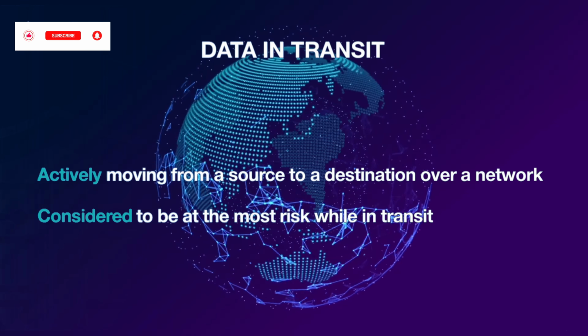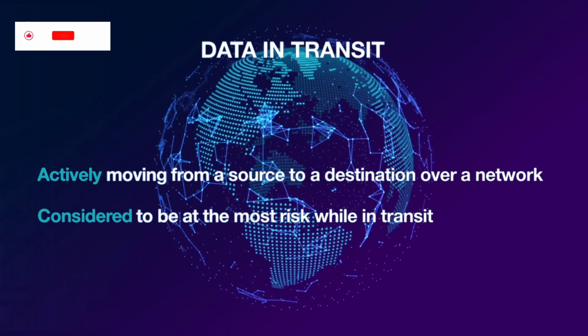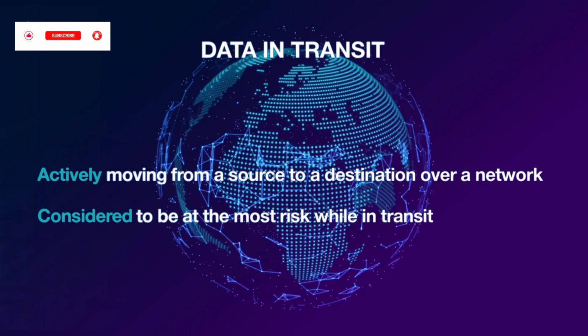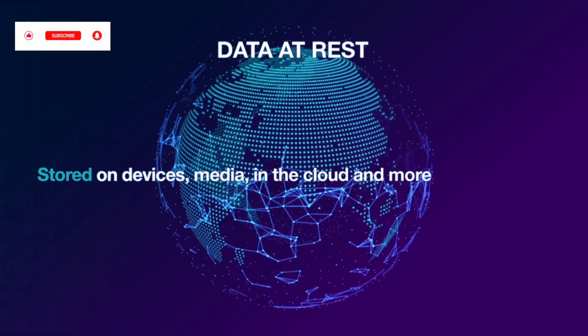The reason this is considered to be the most at risk is once the data leaves the source and it is now over the network, whether it is a wireless or wired network, it can no longer be protected. The protection mechanisms that are in place will not do their job. Once the data is in transit, you no longer control it. It is at the mercy of the network, the protocols, the routes, all those different values and configurations that we set. So that's why it's considered to be the most at risk while in transit.